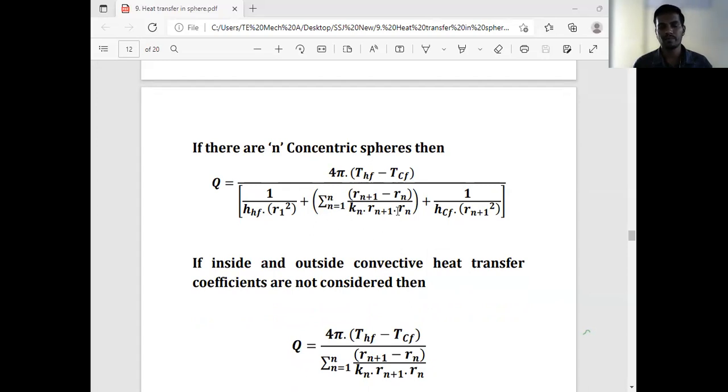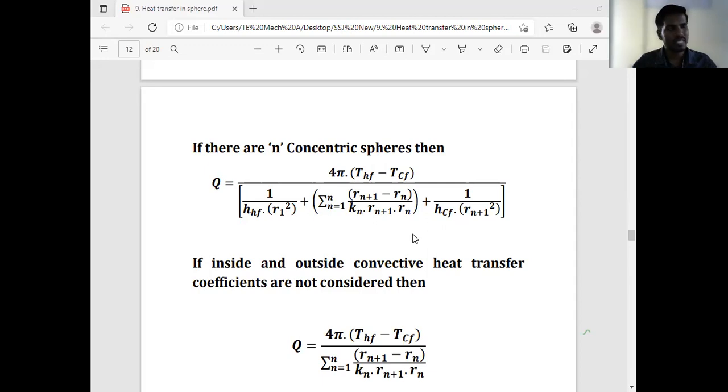There will be n factors coming, so according to that we have written the equation: Rn plus 1 minus Rn divided by Kn into Rn plus 1 into Rn, with n changing from 1 to n, plus 1 upon HCF into Rn plus 1 bracket square. Okay, so write down this equation if there are n concentric spheres.